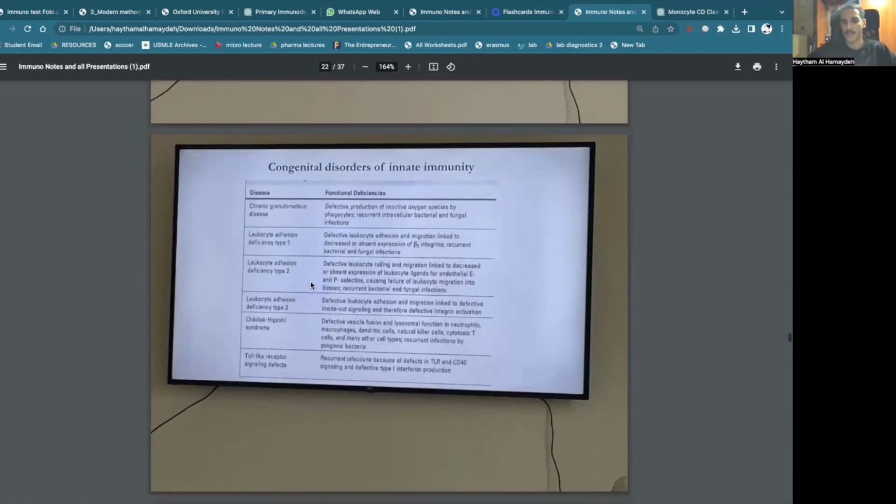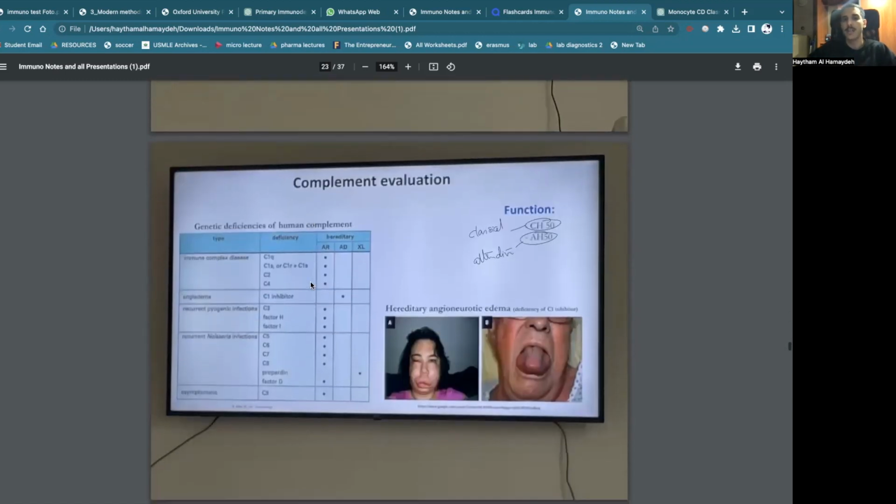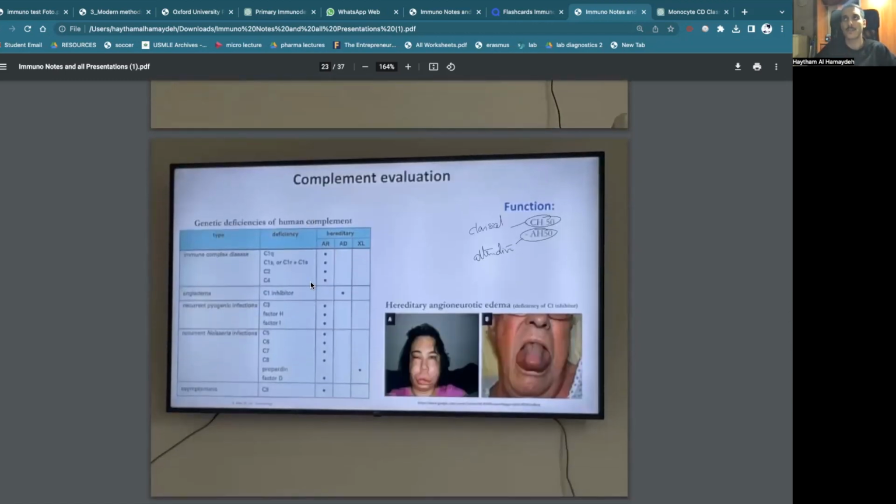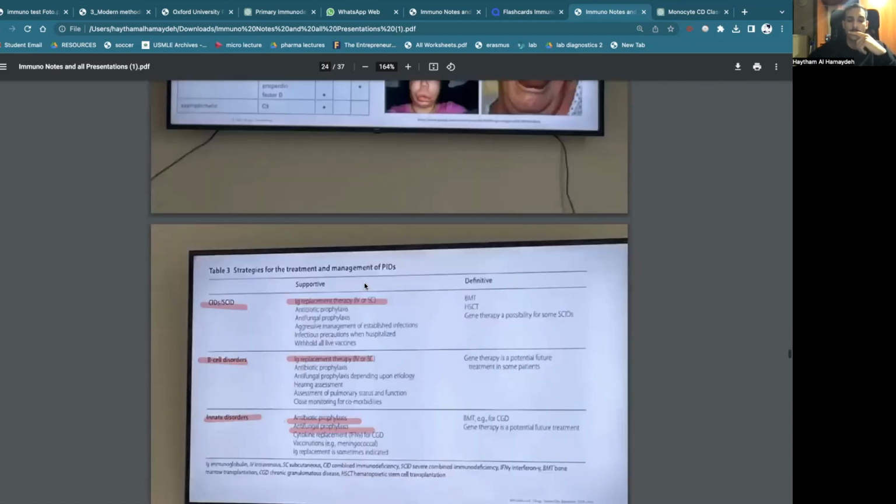Again, this is the phagocytosis part of PID. Complement evaluation, how we do it is by CH50 and AH50. Both of them are complement testing, but each one is different for different complement pathways. CH50 tests for the classical complement activation system. AH50 tests for the alternative complement activation system.